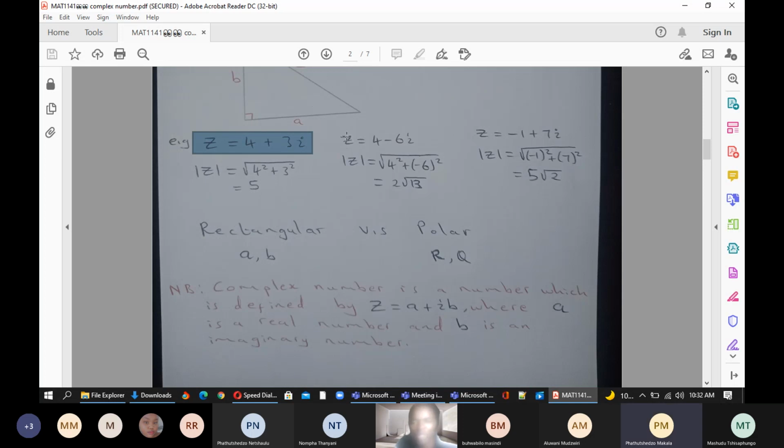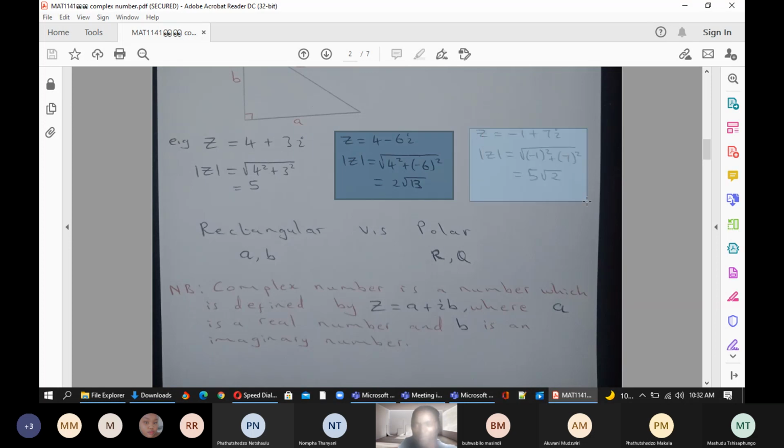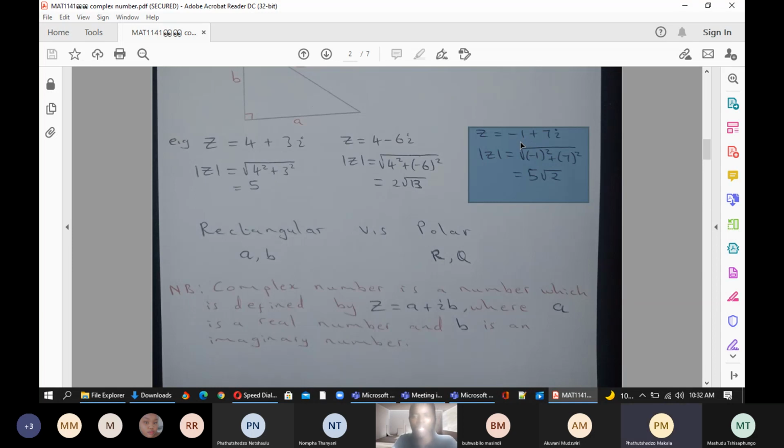So from this one, we did the same thing. We solve it the same way that we did in our example number 1. Even this one, we did the same thing. We take even the sign of our a and b, which is our real and imaginary. Remember, when we are talking about a and b, we are talking about real and imaginary. a is the real on the x-axis, which is our horizontal line, and b is the imaginary on our y-axis, which is a vertical line.